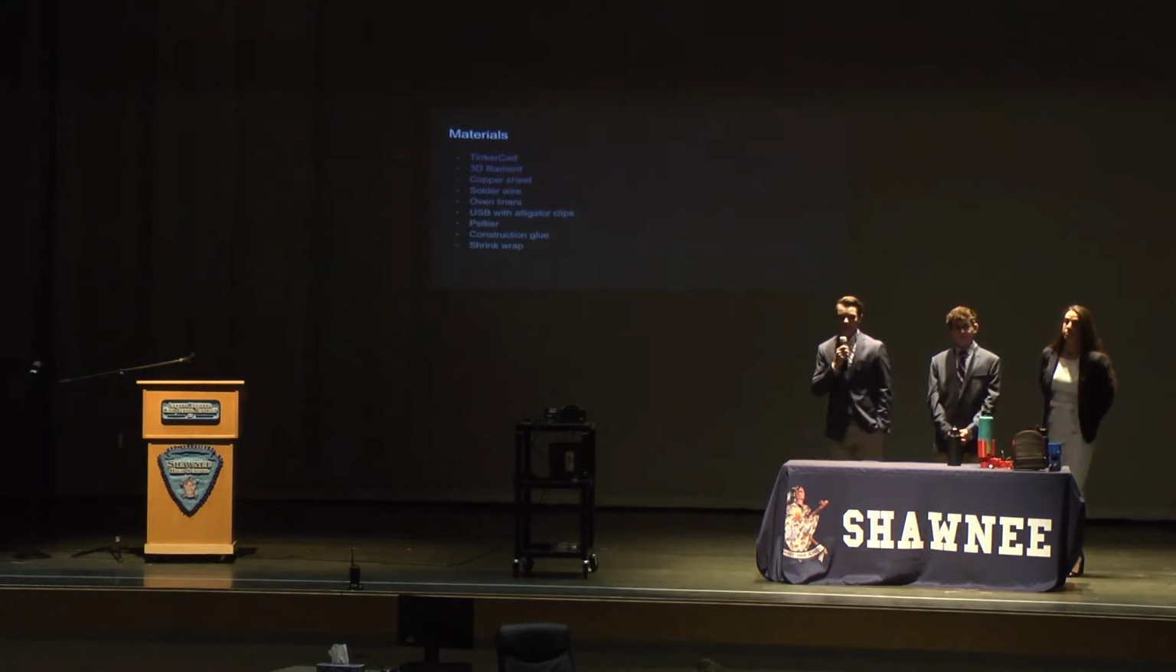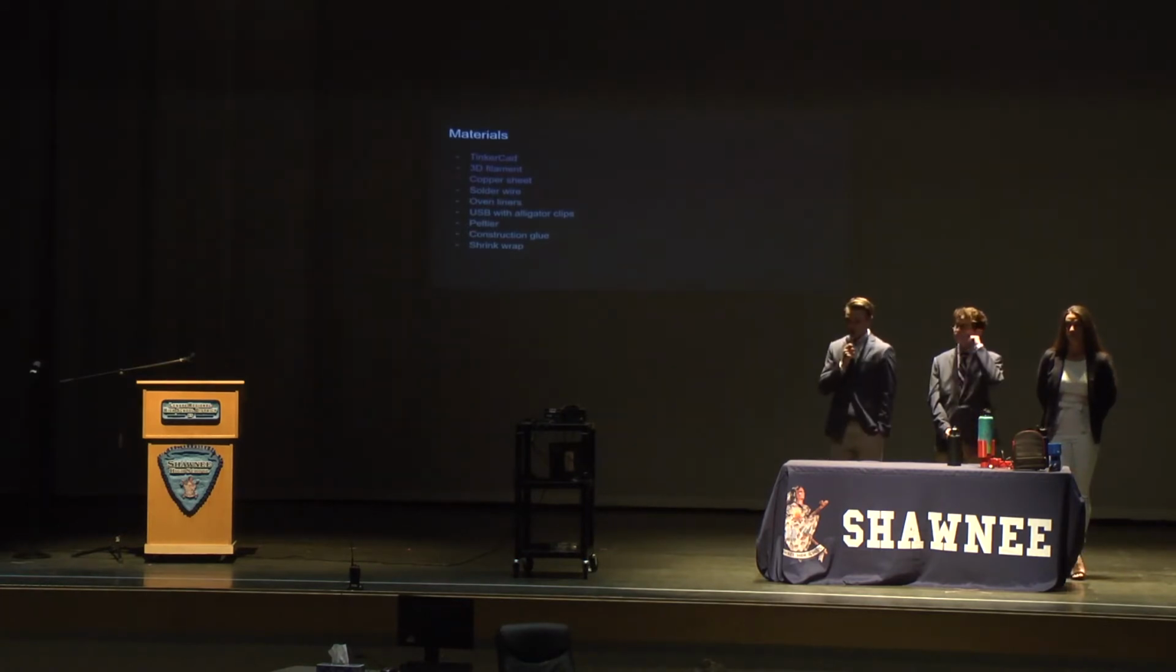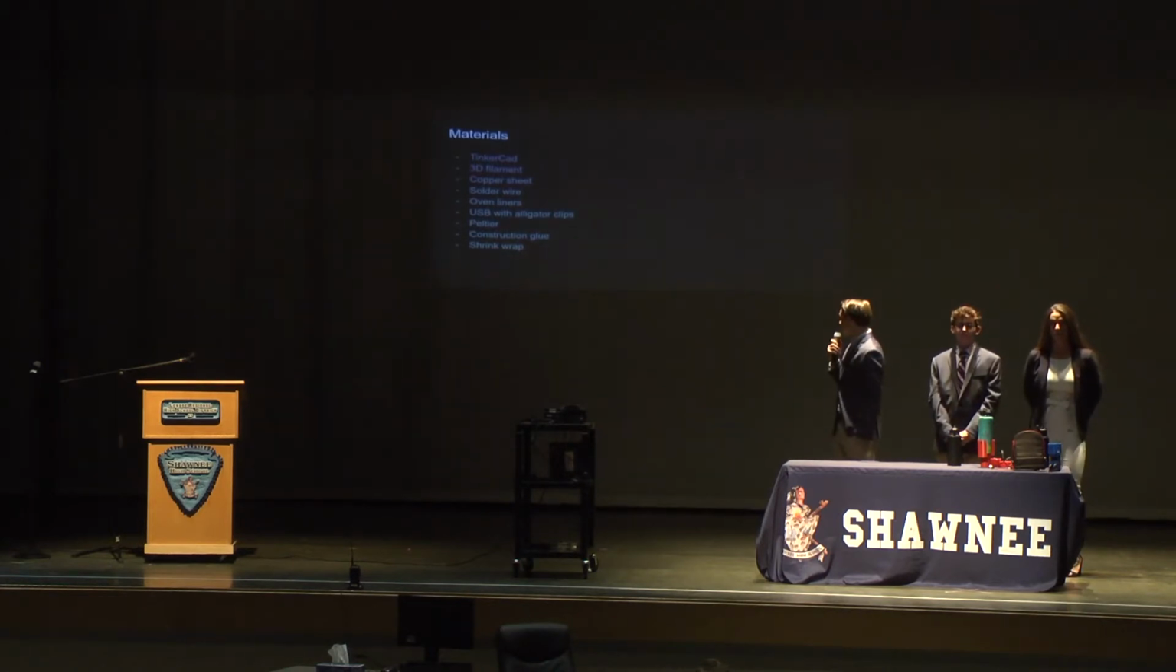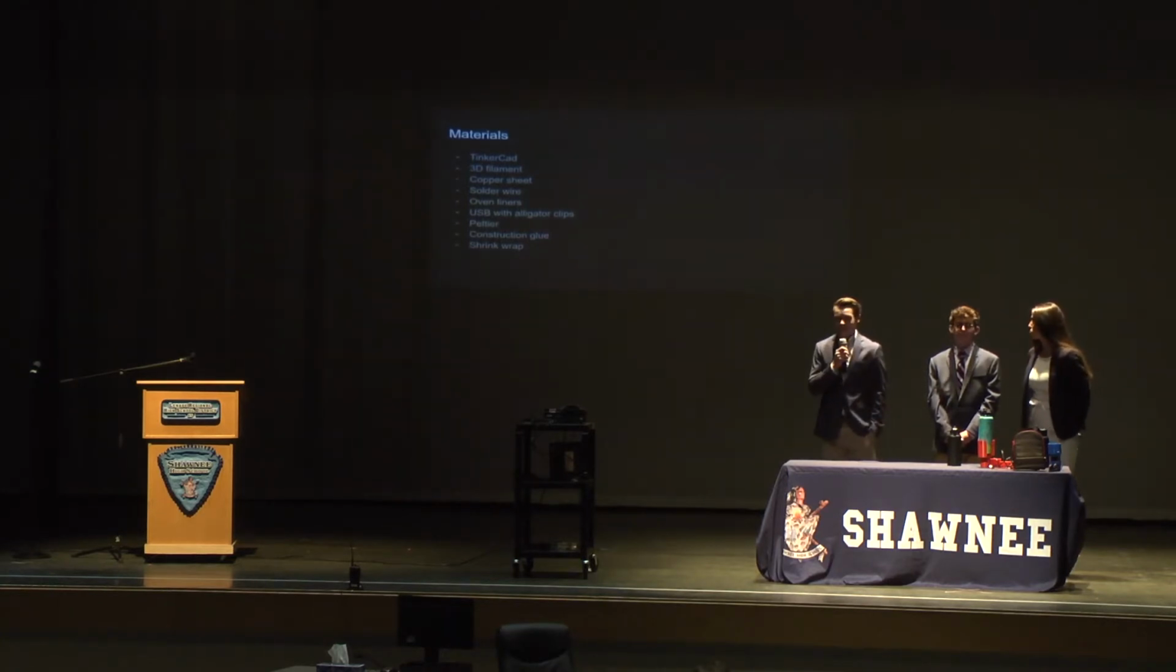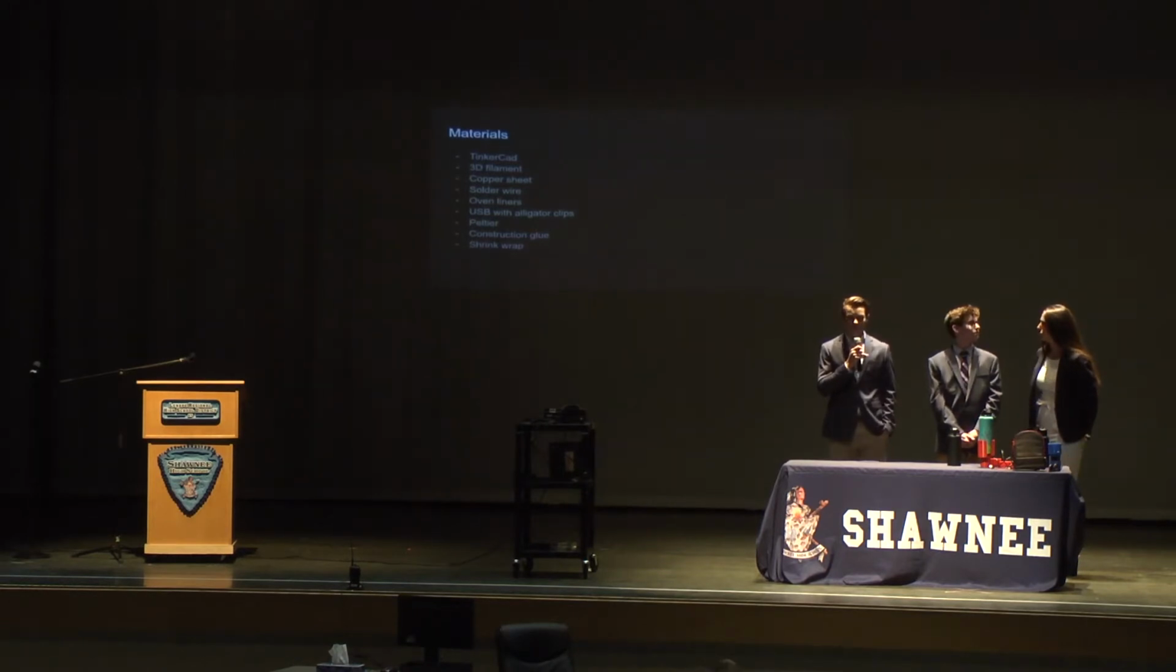And then for materials, at the beginning of our project, we had to set up a materials list and pick out materials. Most of these materials ended up being used in the final product, although some of them didn't make it. As you can see listed, Tinkercad is the software we used. 3D filament was for 3D printing the project. The copper sheet went for dispersing some of the heat from the heating element. The solder wire was necessary to actually wire the heating element. The oven liners didn't end up making it into the final design, right? No, they didn't. It was just going to be another way to disperse some heat.